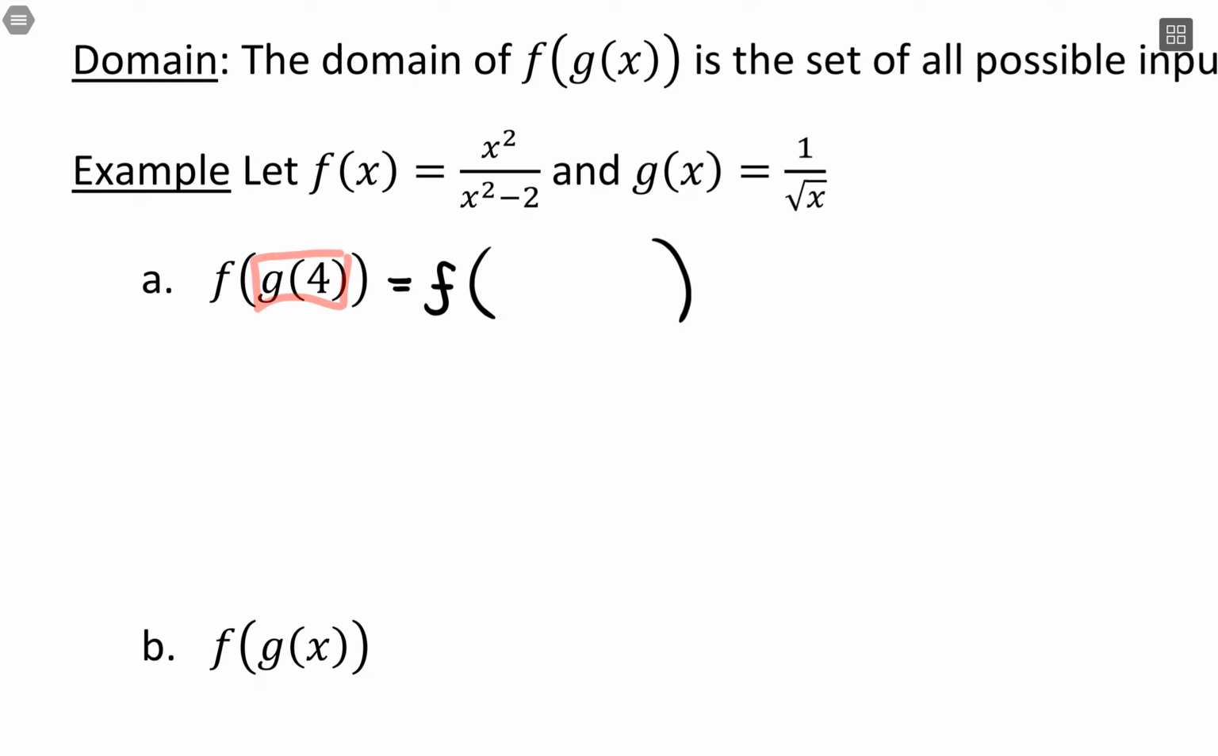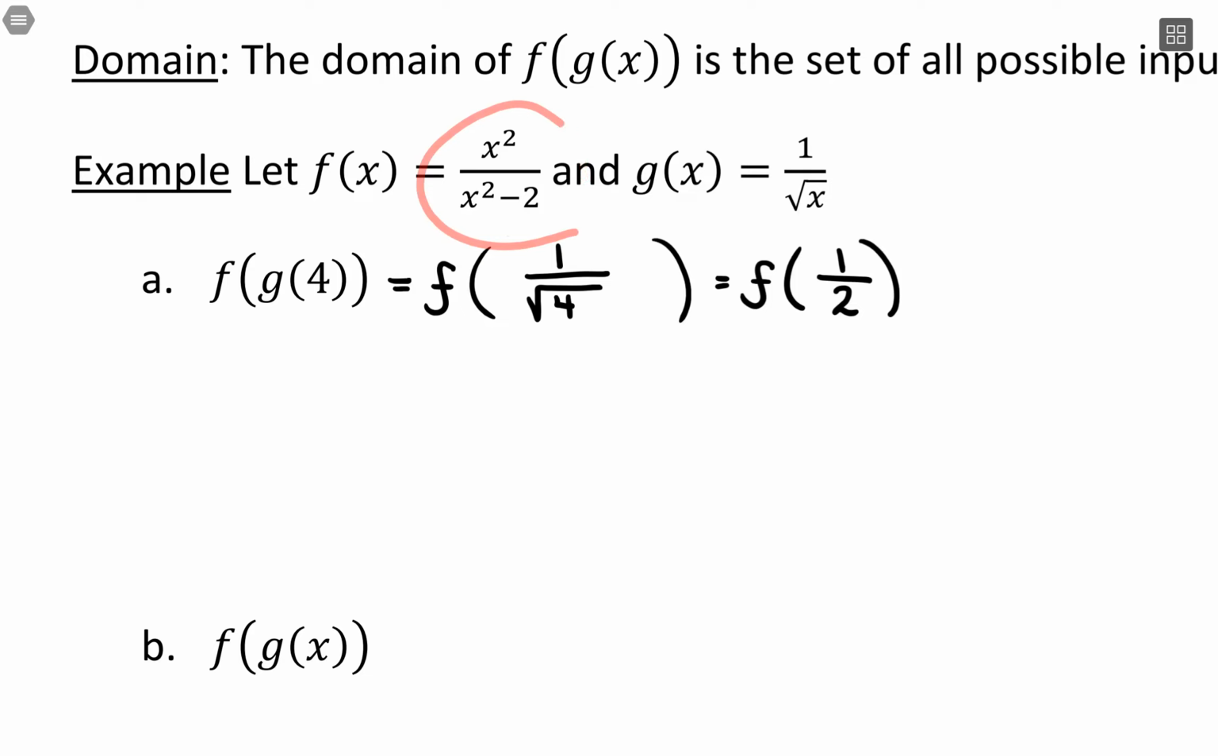So g of 4 means I have an input of 4 and I'm going to my function g of x. So g of x says take 1 divided by the square root of, and then what we're taking the square root of is positive 4. So this is the same thing as f of 1 over the square root of 4, which is equal to 1/2. So I'm taking that 1/2, and now I'm plugging it into my function f of x.